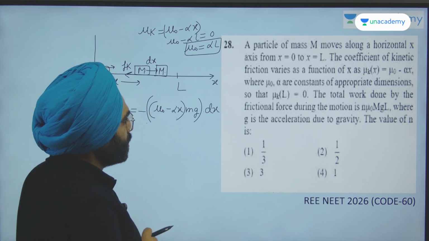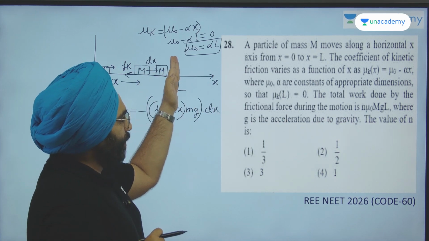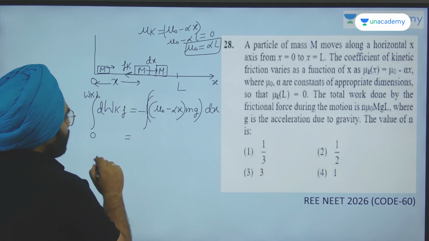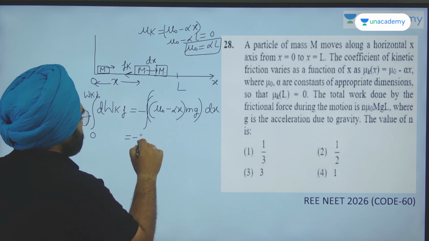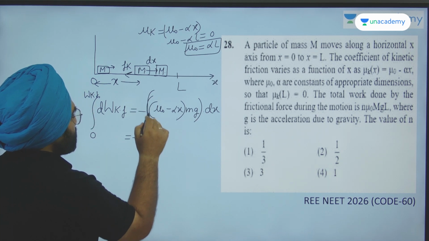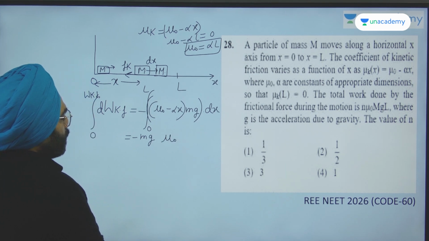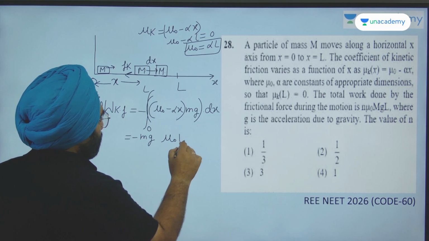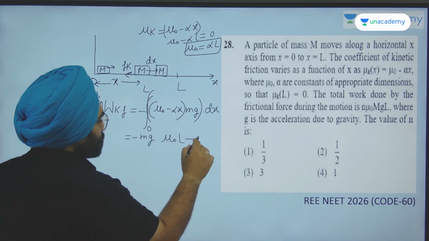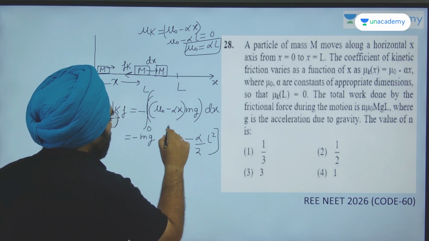Now what we have to find? The total work done by the frictional force during the motion when it is reaching from this point to this point. So first we will find it. Let's do it quickly. Integrating it, I will be getting minus mg outside. Now what limits will I be taking? 0 to L. This part, if I integrate it, will become mu naught L minus, for this part, integrating alpha x dx, it will be alpha x square upon 2, so alpha by 2 L square. This is what I will be getting.